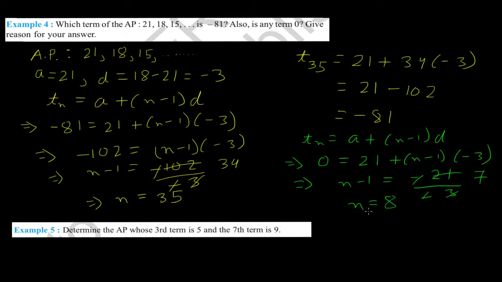So what do we have? We have our 35th term as minus 81, and yes, 0 is also a term in this AP, and 0 is the 8th term of this AP. Let me quickly write what we concluded here: the 35th term is minus 81 and the 8th term is 0.